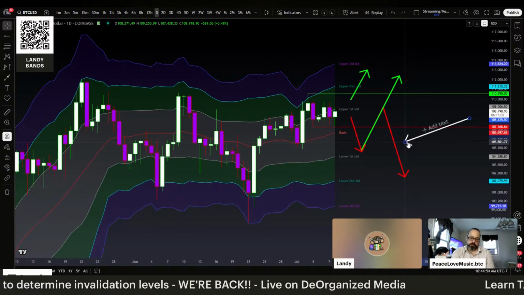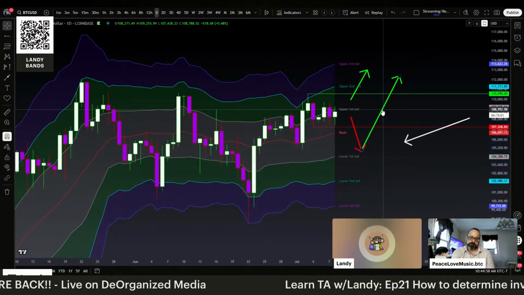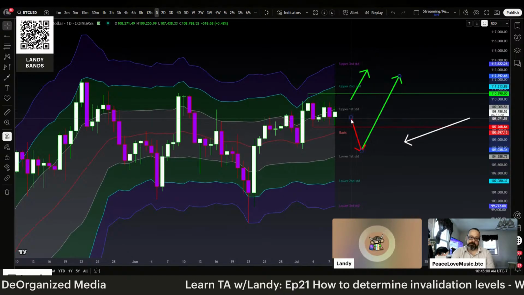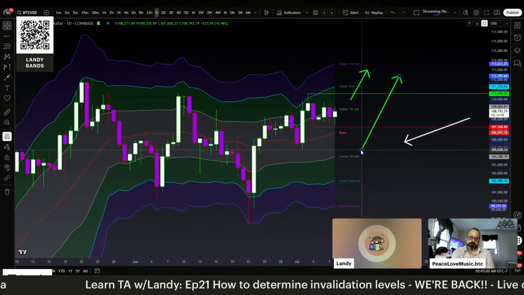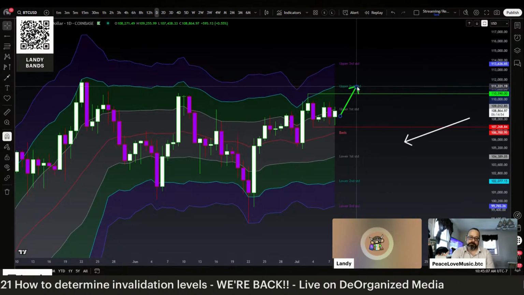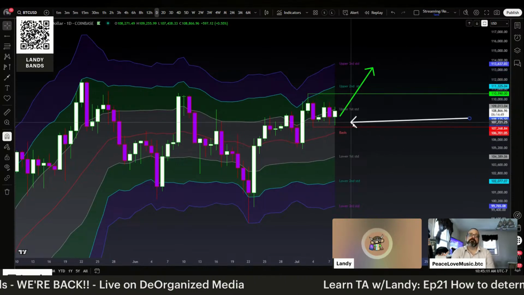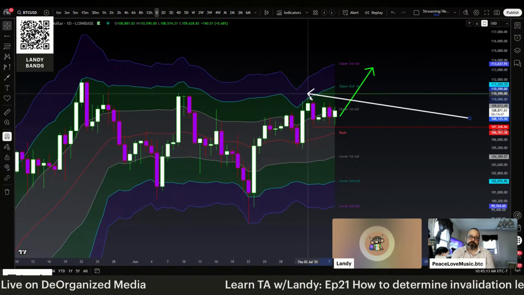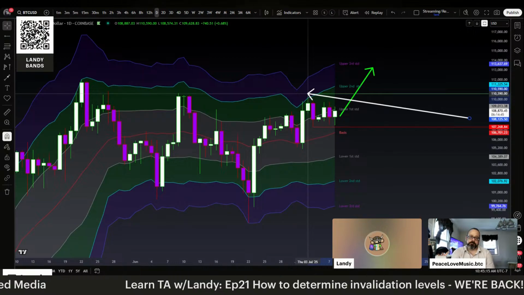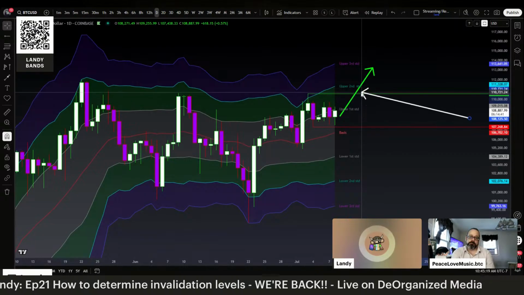Now, to paint that another way, let's say that you were short off the highs, but we immediately go and make that higher high. Your thesis is now invalid, right? Because if you're betting on it going short, you're betting on it not going past this high and invalidating your protection. You'd be hitting your invalidation levels.